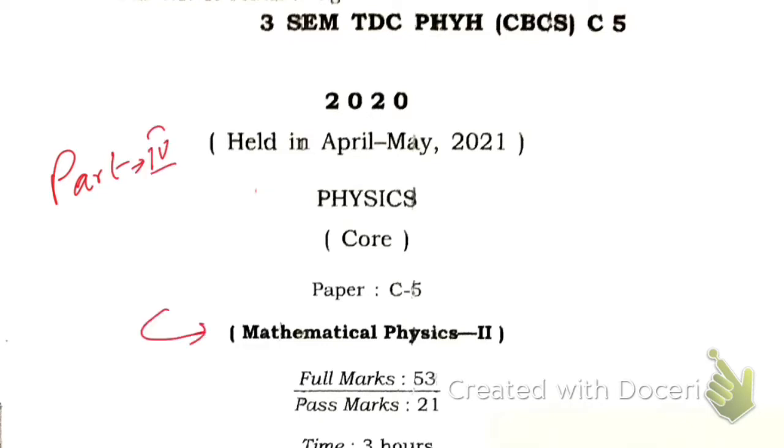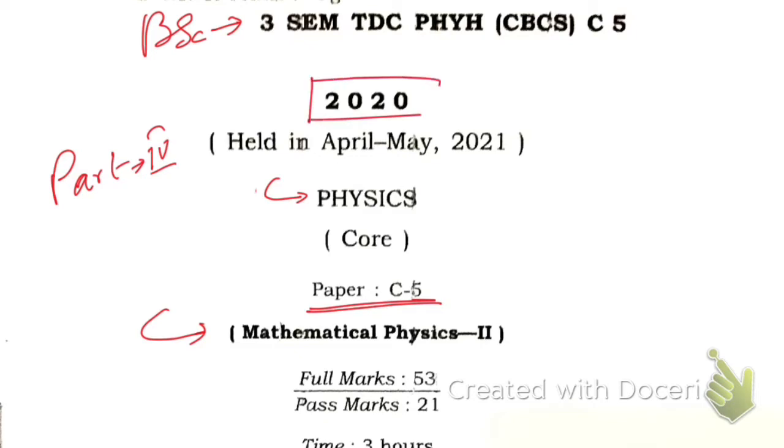Mathematical physics paper solution, BSc 3rd semester physics honors students. This is paper C5 of 2020, right? So in the previous three parts, we have solved from question number 1 to question number 3b. So in this video we're going to start from question number 3c.